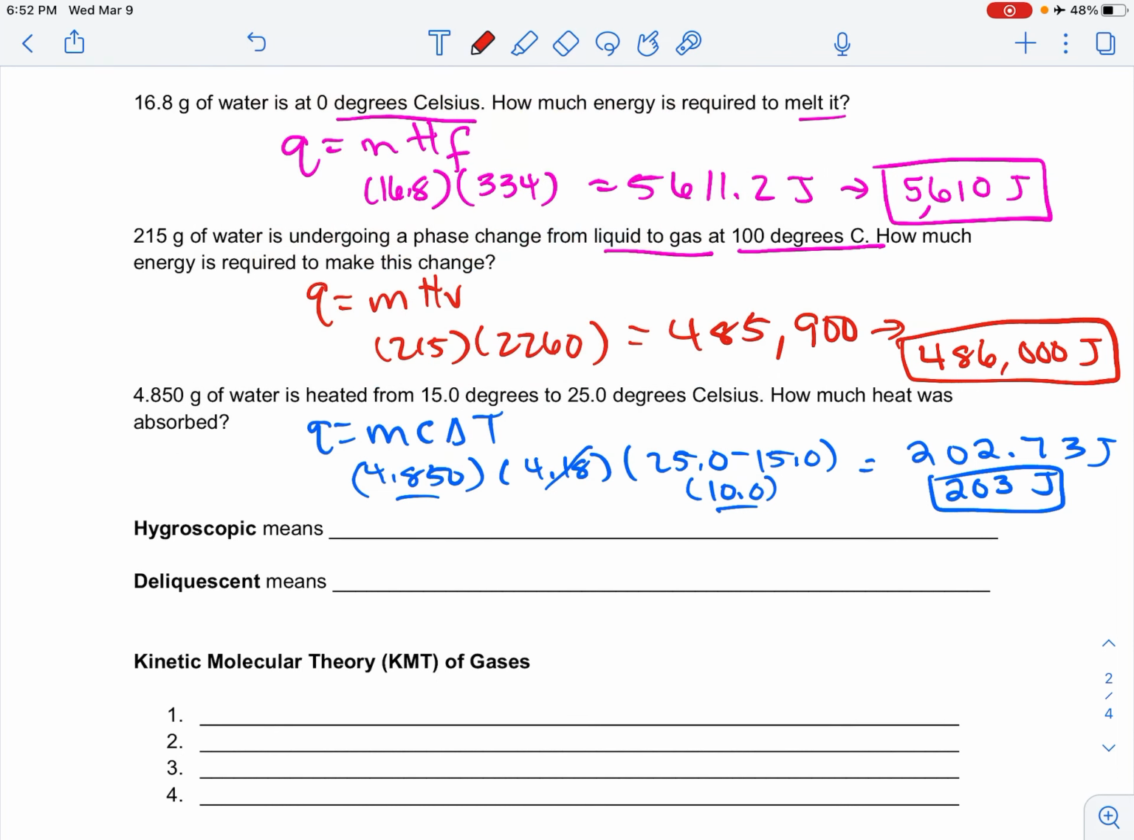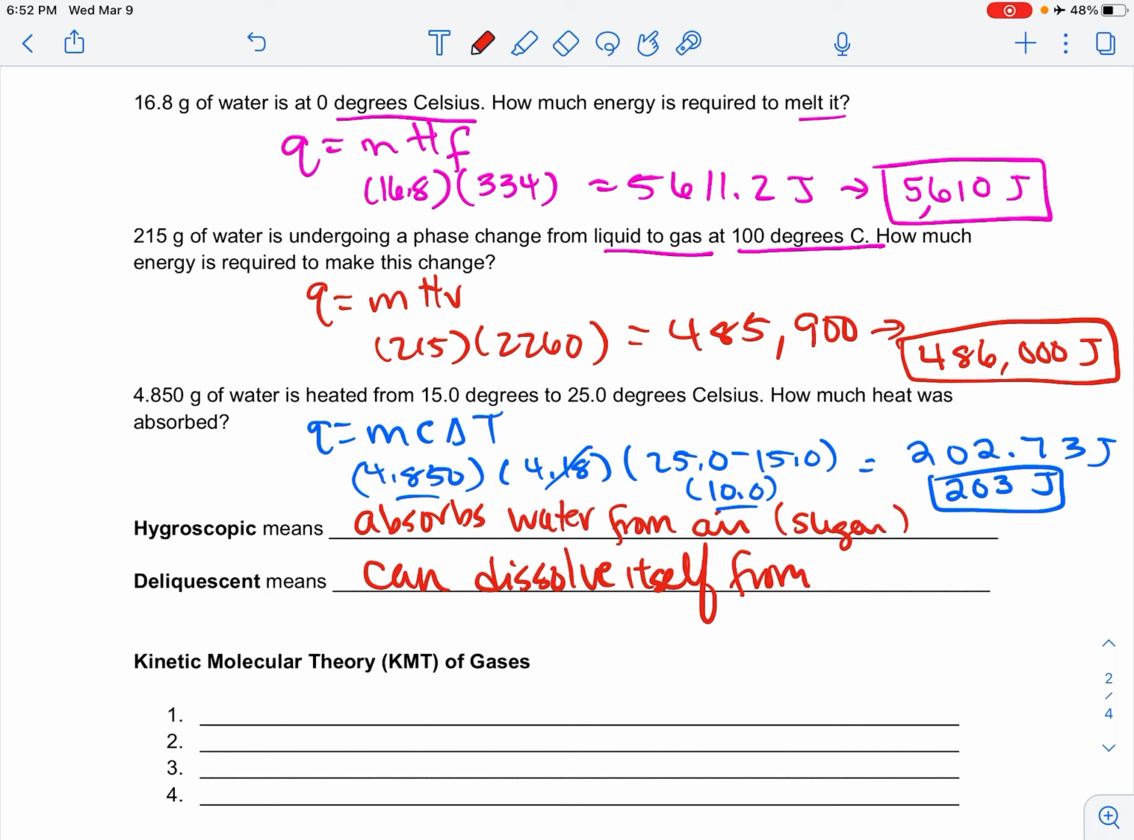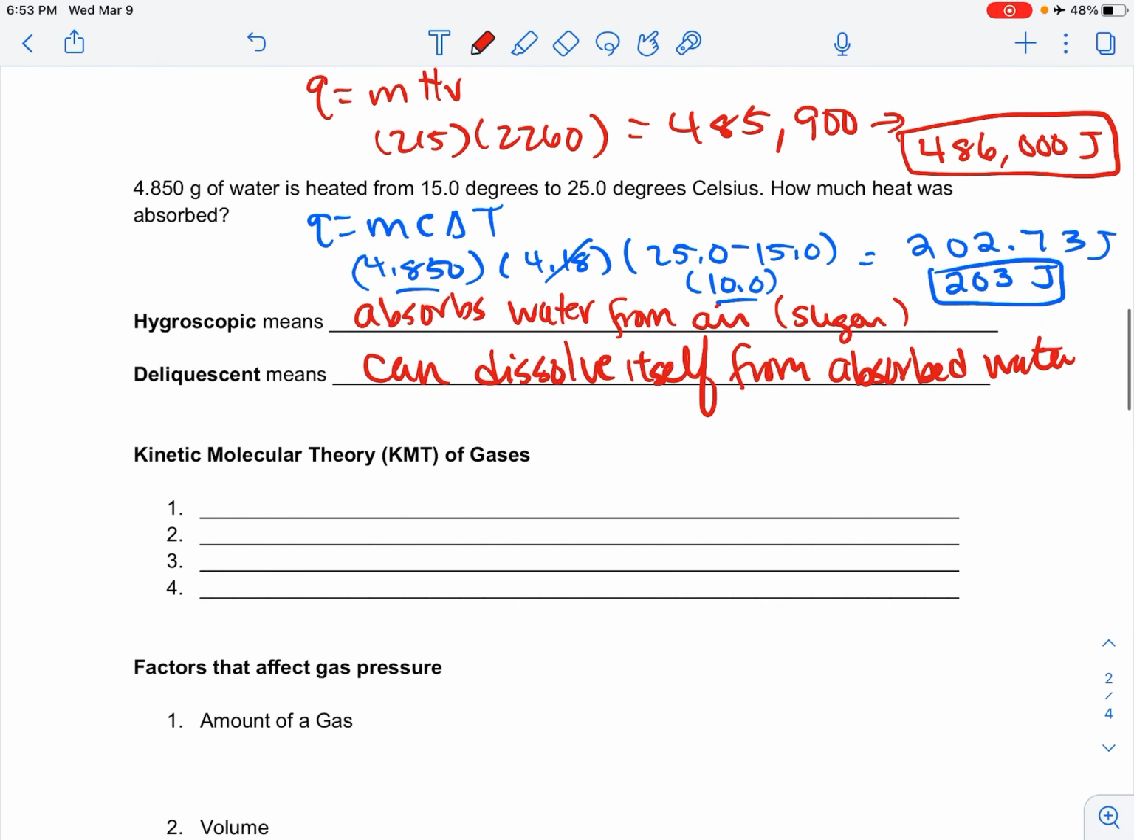Definitions. Hygroscopic means absorbs water from air, such as sugar clumping up. Deliquescent means it can dissolve itself from absorbed water. And there are very few substances that do that. We talked about anhydrous calcium chloride.